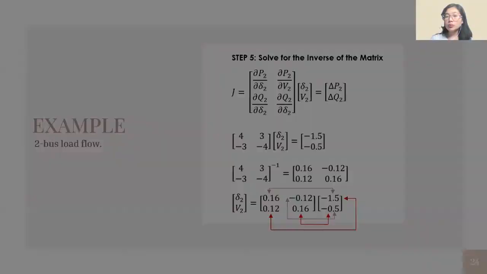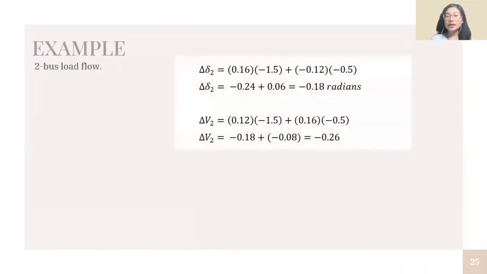And if we are to put that in an equation, makukuha natin a change in S2 natin is 0.16 times negative 1.5 plus negative 0.12 times negative 0.5. Do the math, we are to have an answer of negative 0.18 radians. So, if we are to multiply this to negative 0.24 siya plus multiply this to positive 0.06 siya. So, if we are to get the answer, that's still going to be negative 0.18 radians.